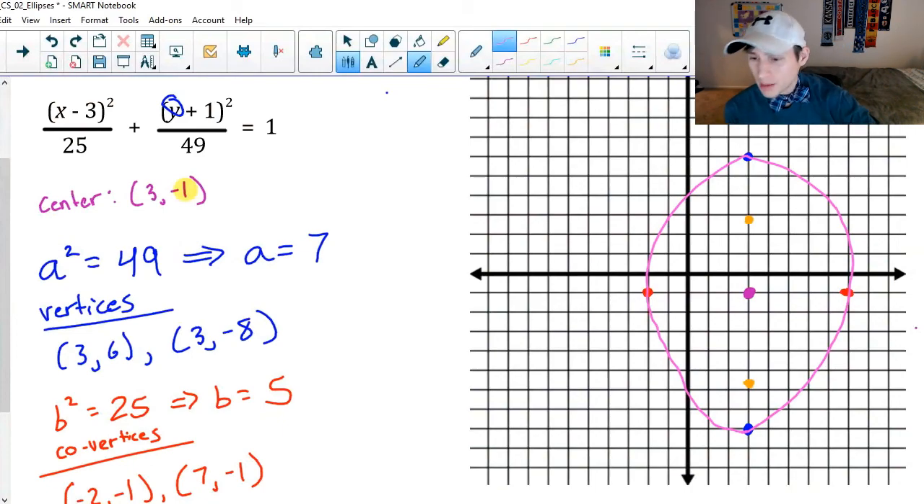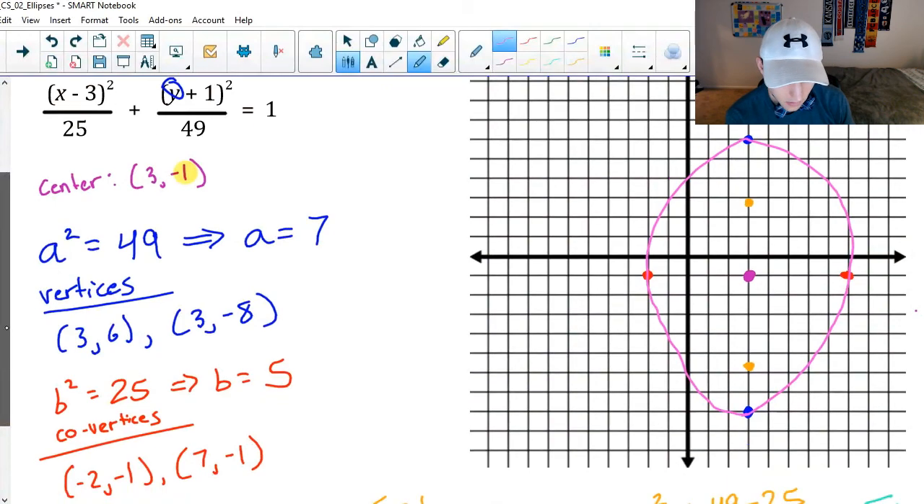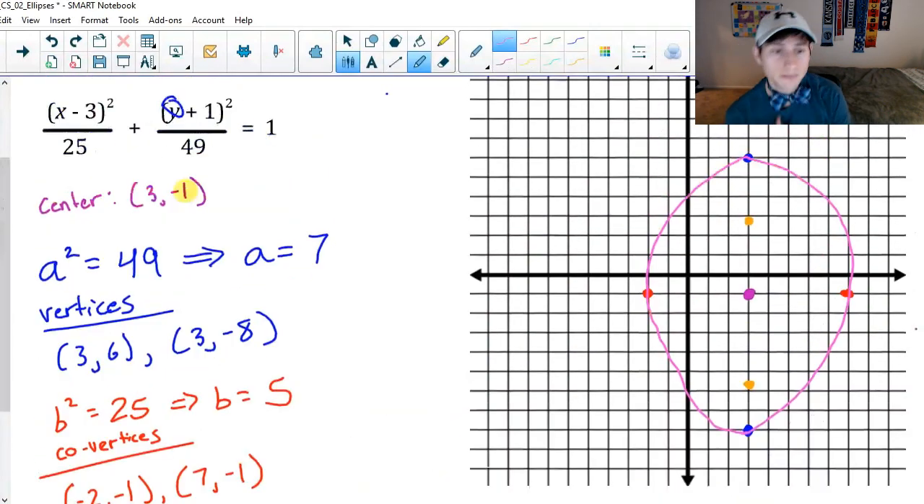And again, the most common application is planetary motion, right? In that all the planets orbit in an ellipse, and the sun is at one of the foci, the spots where the foci would go. So pretty neat.